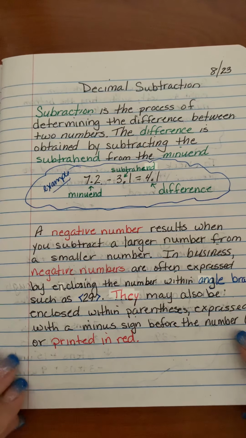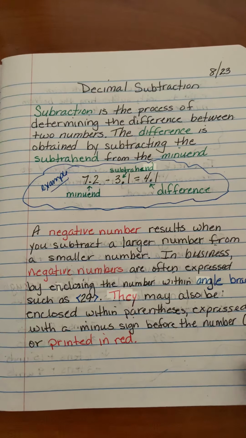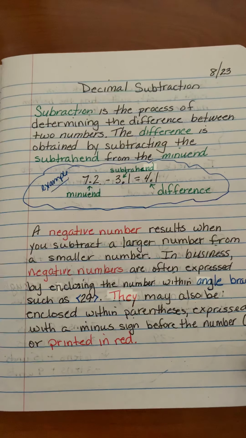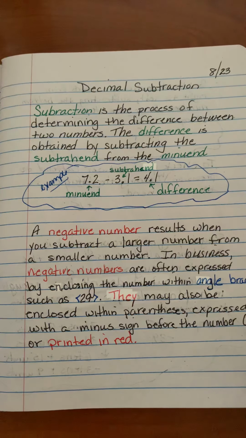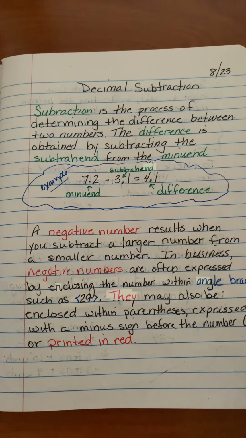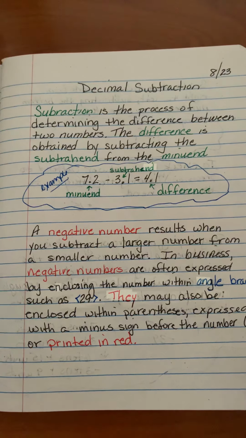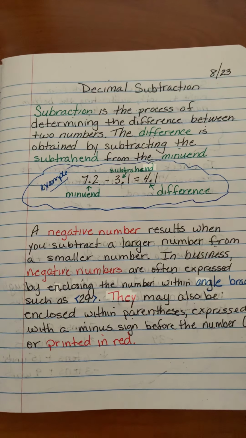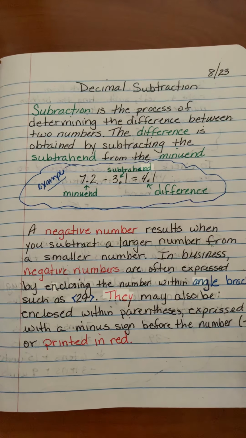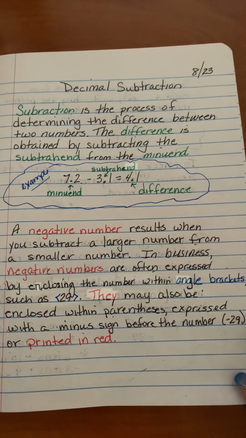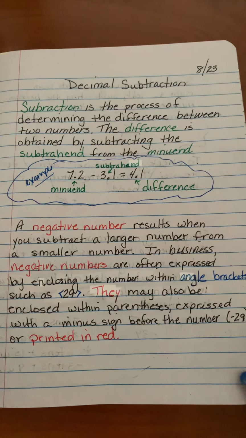A negative number results when you subtract a larger number from a smaller number. In business, negative numbers are often expressed by enclosing the number within angle brackets, such as the 29 here in the angles. They may also be enclosed within parentheses, expressed with a minus sign before the number, such as negative 29, or printed in red.